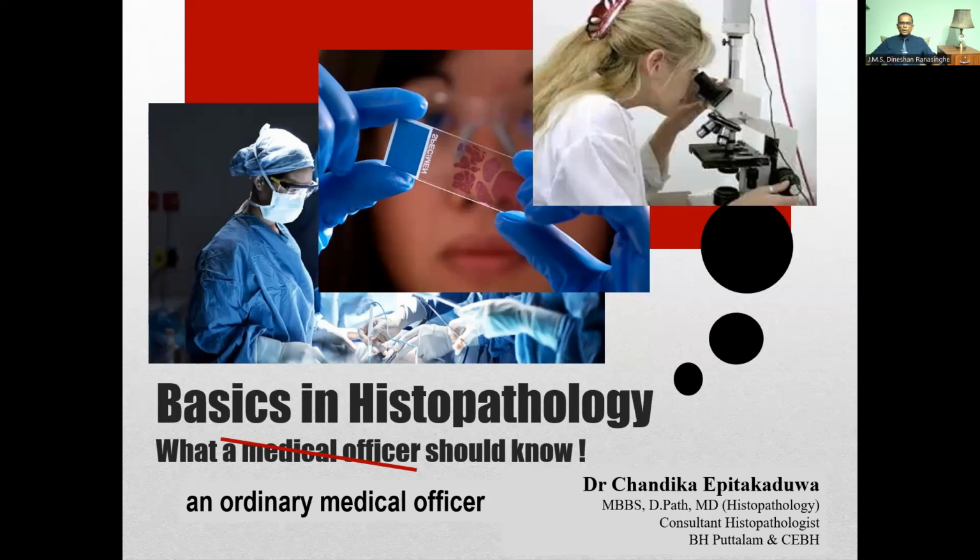So in this picture, you can see a surgeon is doing a surgery here. And at the end, you can see a histopathologist reporting. And in the middle, in between these two scenarios, you can see a lab procedure is going on. So that is where you are right here. So we are going to discuss things which you need to know, not what histopathologists need to know. So this is all about the basics in histopathology, what an ordinary medical officer should know.